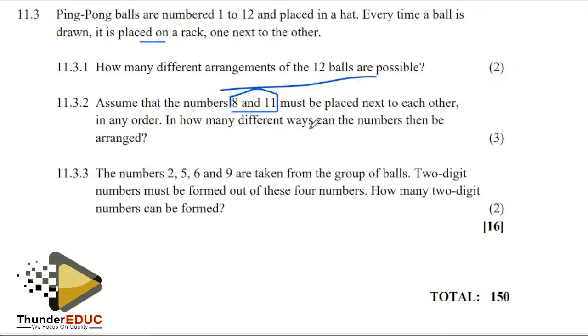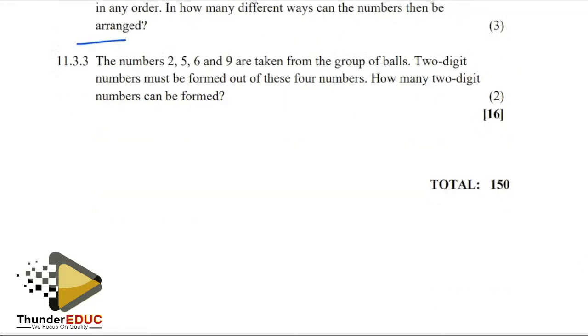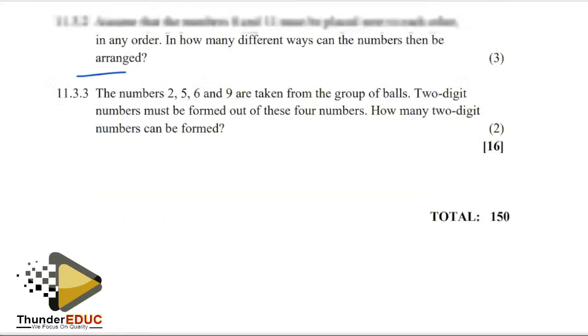In how many ways can the numbers be arranged? So treat this like one block, and then you recalculate that. Then the numbers 2, 5, 6, and 9 are taken from the group of balls. Then 2-digit numbers must be formed out of these 4 numbers. How many 2-digit numbers can be formed? So you have 4 options, and we only need 2 of them. So we need to know permutations and combinations.